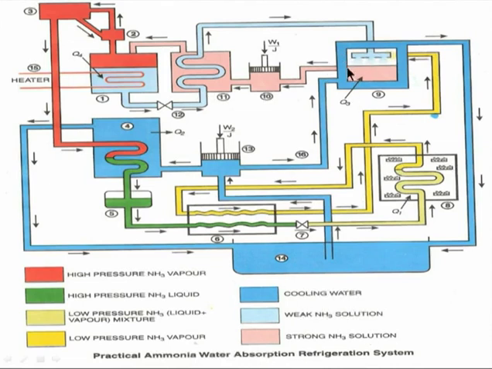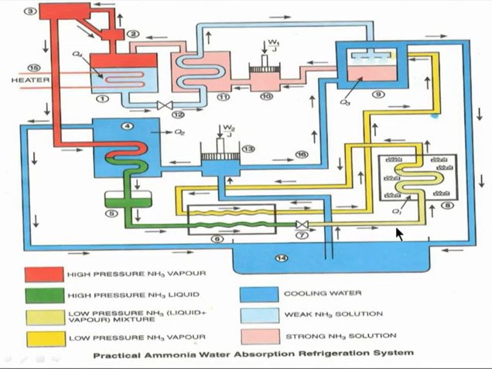This is a strong solution. By absorbing, the ammonia water strong solution is supplied through the pump to the generator, where it is heated and high pressure NH3 is liberated. The weak solution goes back to the absorber. So from this diagram you can understand in which form the refrigerant is at each place.